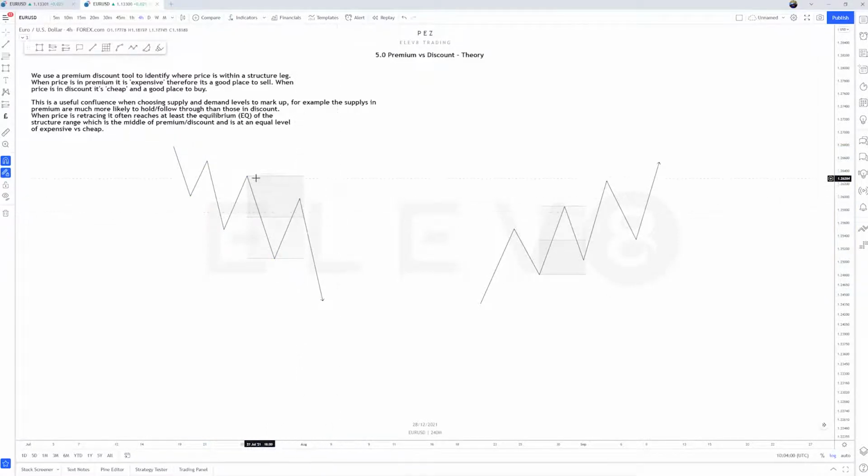And any supplies above this area, above the EQ, is where we're looking to sell from. And this is just a confluence, so obviously there could be a supply down here which looks nice and it flipped this demand, so that could be a good supply to sell from. So we're not using it as a 100% rule, but more of a confluence to look for price to retrace to there.